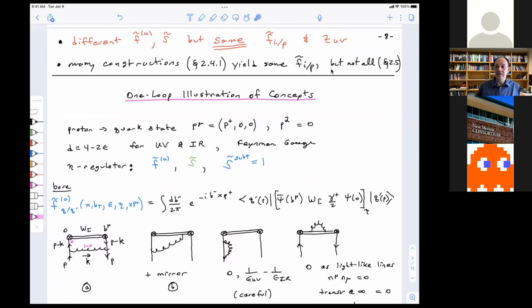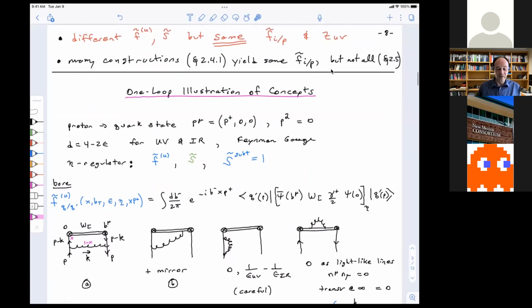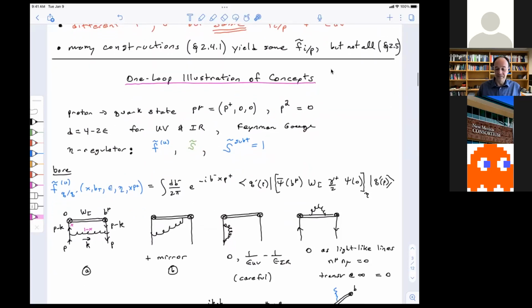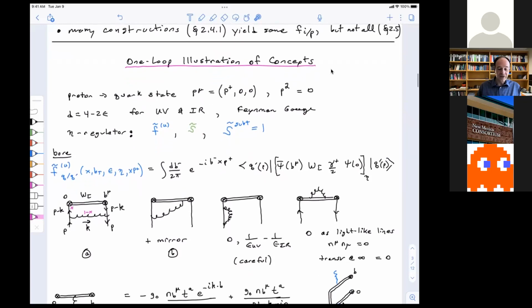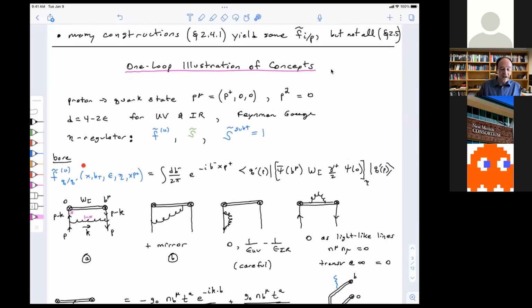So I have to calculate the things that showed up in the formula. In particular, I have to calculate this F twiddle and the S. And I don't have to calculate the S subtraction because I told you that's 1, so we won't even think about it here. I won't go through that. So let's start. Here's the F formula. Remember, it's a bare formula. It's got 2 different types of regulators in it. The regulator is not yet explicit, but it will be in a second.